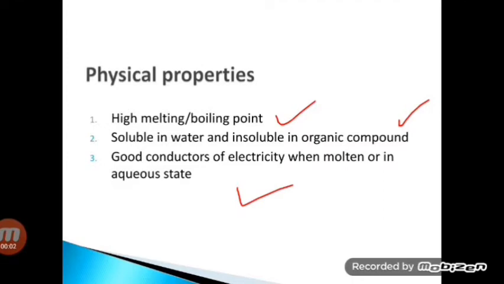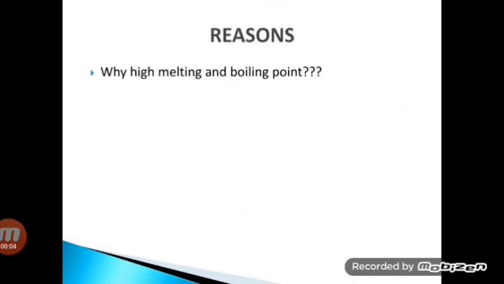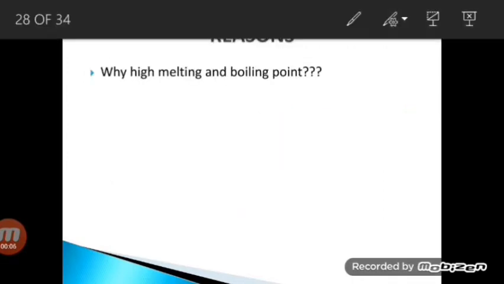Now, what is the reason behind their high melting and boiling point? The ionic compounds always have strong electrostatic forces of attraction, due to which their melting and boiling points are very high. A large amount of heat energy is required in order to overcome all these strong forces of attraction. So that's why they have very high melting and boiling points.